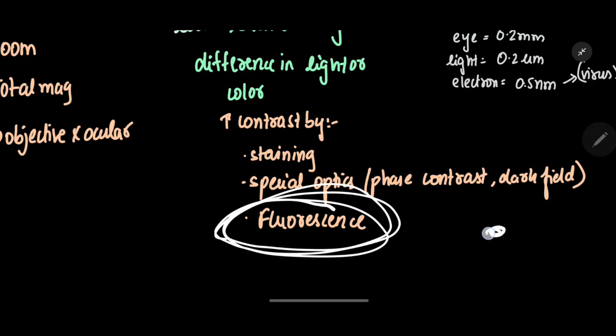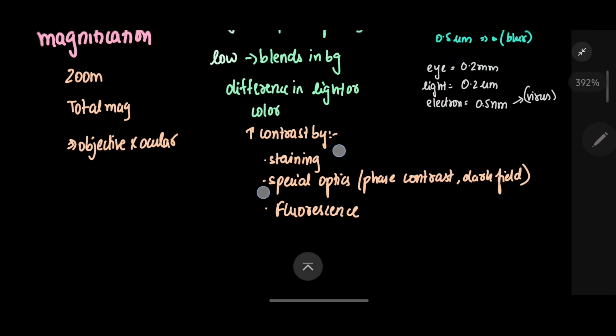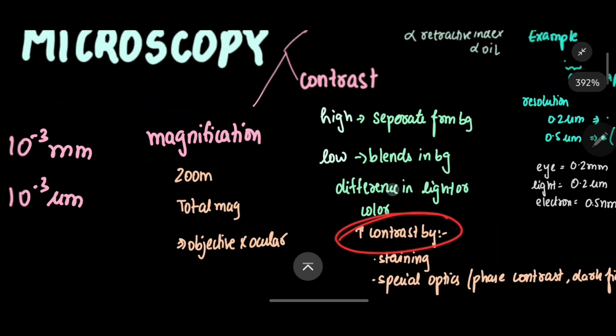So basically, like I said before, we are going to stain our bacteria with some fluorescent material, and then we are going to put a light, and your bacteria is going to be fluorescent against the background. So again, this is a type by which we are increasing the contrast.